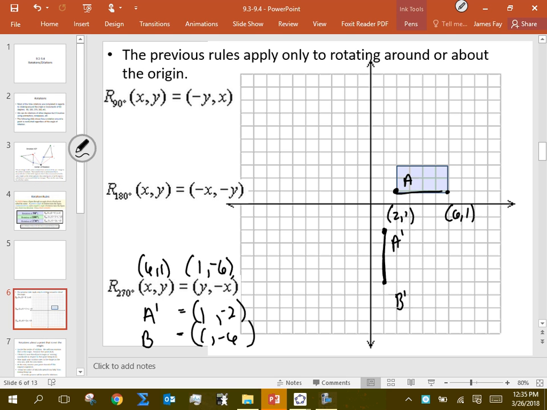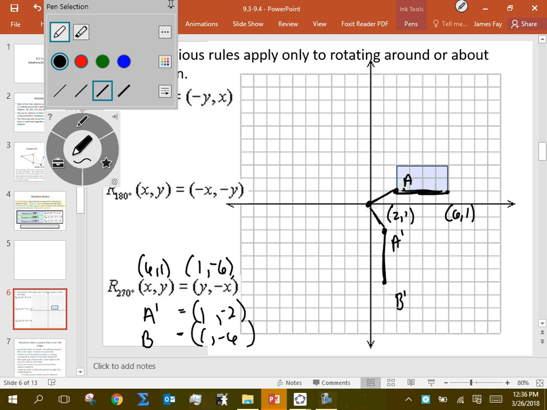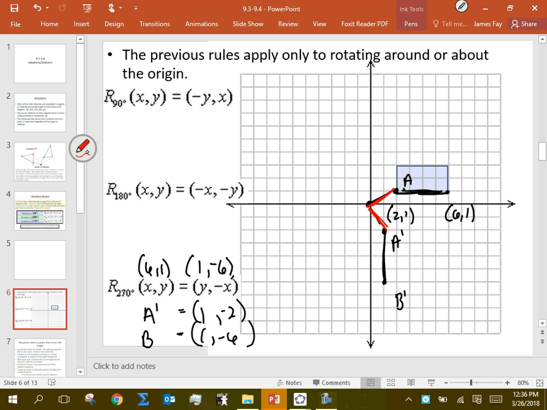And now we've rotated this segment 90 degrees. Sorry, 270 degrees, right? 270 degrees. So think about this. If I connect A to A prime, going back to what we did a moment ago with GeoGebra, if I look at that set of line segments, does it look like A has rotated around the origin 270 degrees?